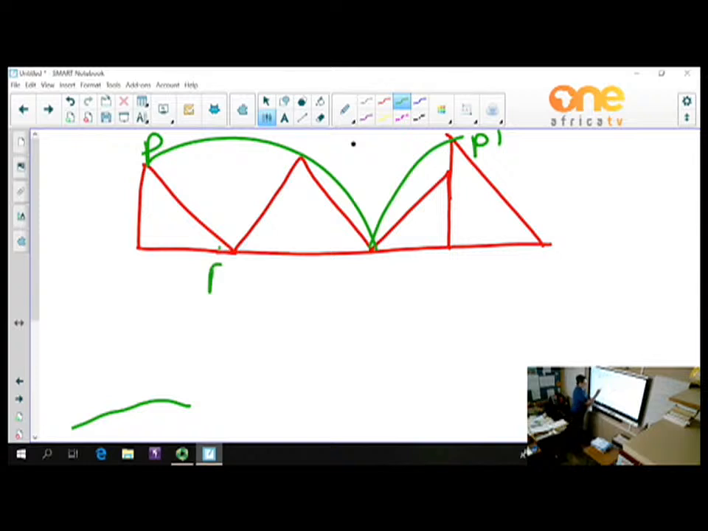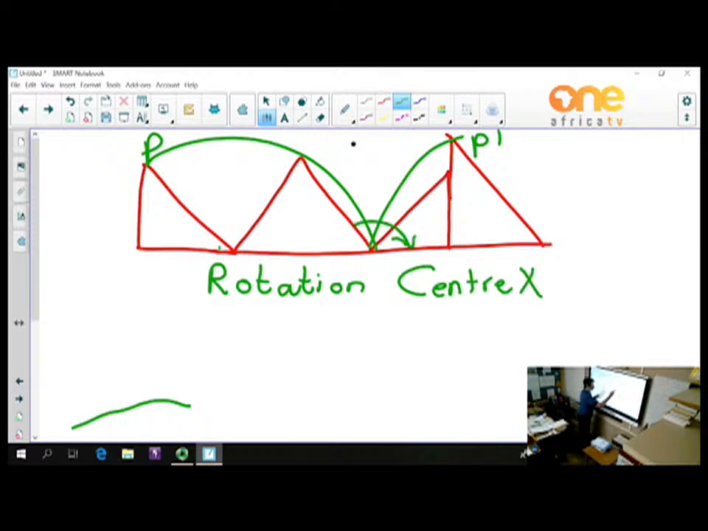Okay, now this is transformations. We haven't done it this year, but you already did it in grade 9. So it's a rotation. What is the center? Okay, center X. And then we also have to say with how many degrees. This is the angle. This is the movement there. It moves from there to there. So you have to measure that angle there.